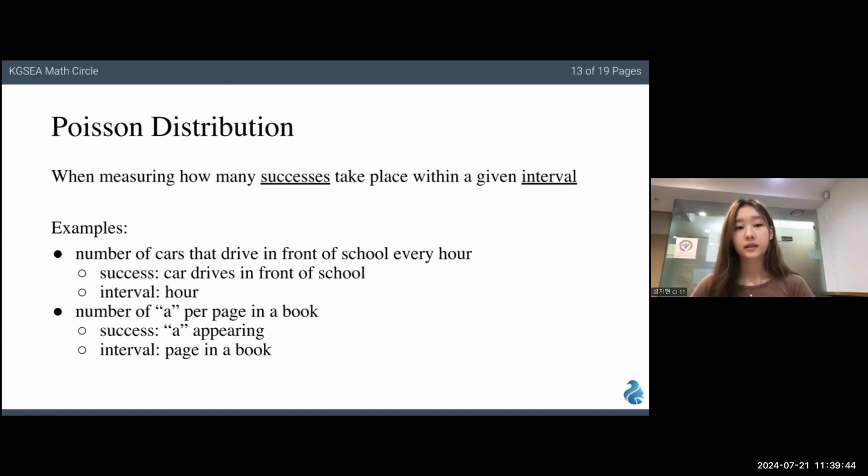Another discrete probability distribution that I would like to introduce is the Poisson distribution. It's used when measuring how many successes take place within a given interval. So here are some examples. The number of cars that drive in front of a school every hour. Here the success criterion is a car driving in front of the school, and the interval is an hour because you're looking at every hour. Another example is the number of the letter A per page in a book. Success is the letter A appearing, and the interval is a page in a book.